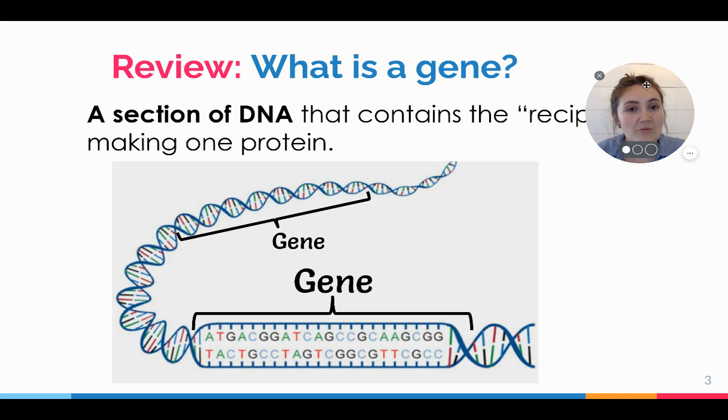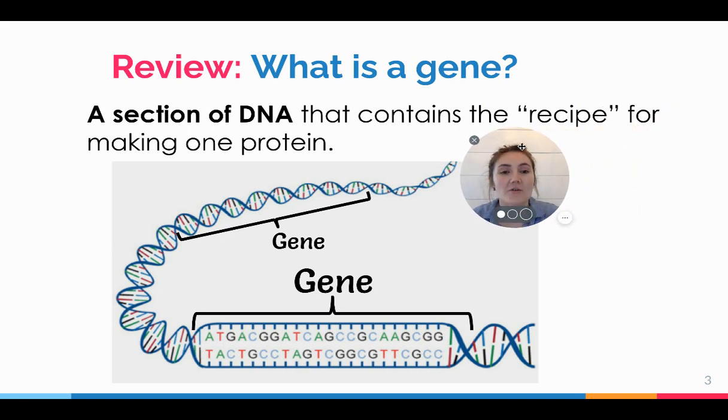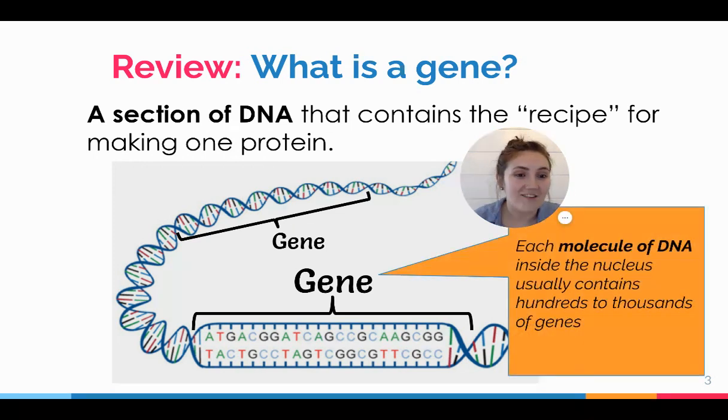So quick little review, what is a gene? A gene is a section of DNA that contains the recipe for making one protein. And if you remember from a previous unit, we learned that DNA molecules contain not just one, not just 10, but hundreds, thousands of genes in a single DNA molecule. So keep that in mind. A gene is just a small portion of it. It's just coding for one protein. We know that bodies need to make hundreds and thousands of different proteins. Therefore, we're going to find hundreds and thousands of genes.